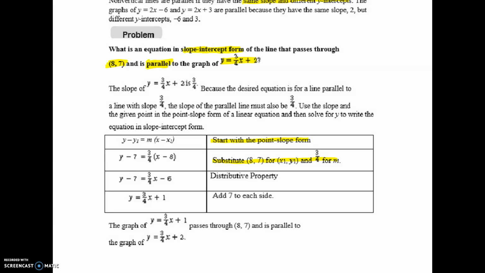Then we would simply use the distributive property. And we would then add 7 to each side. So we would end up with our equation 3/4 x plus 1. So that means this equation that goes through this given point would be parallel to this equation. They have different y-intercepts, same slope, so we know that they're parallel to each other.